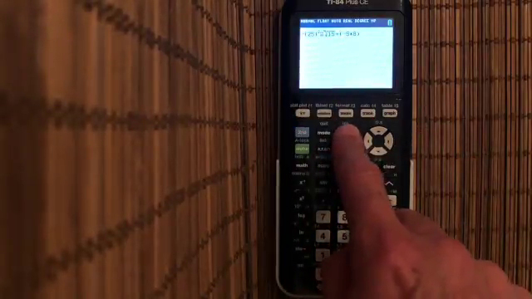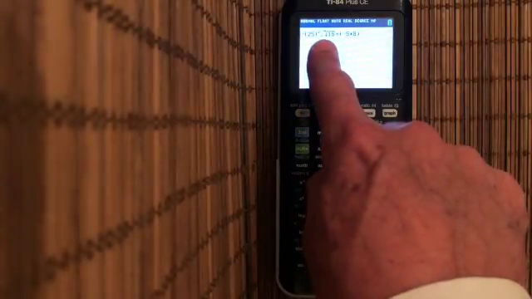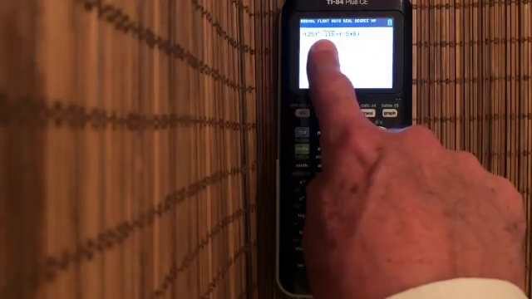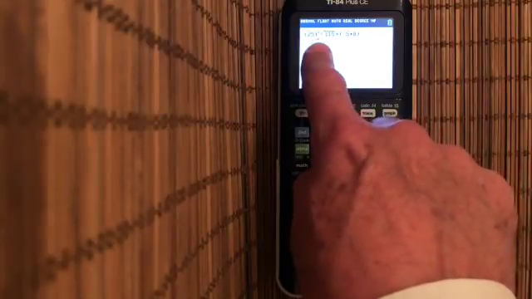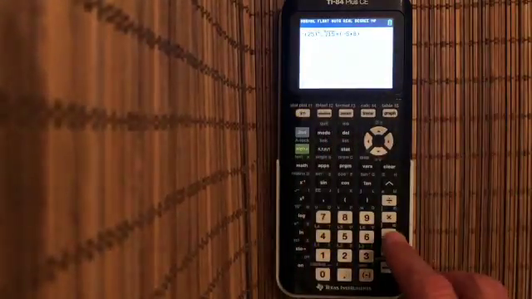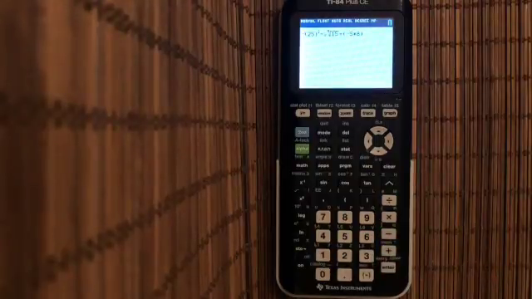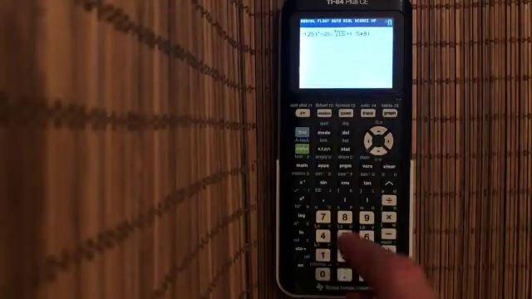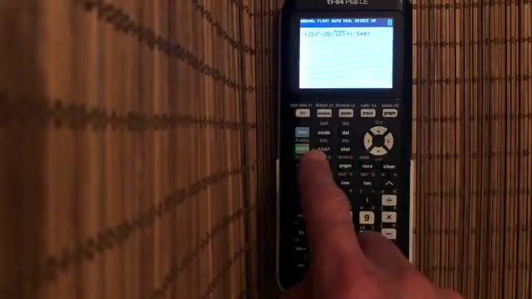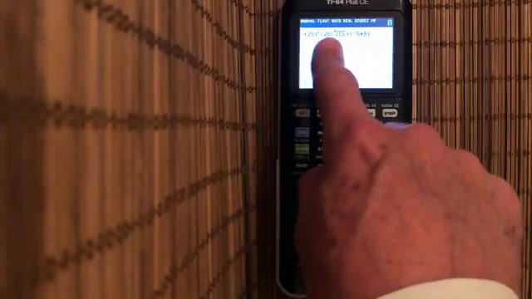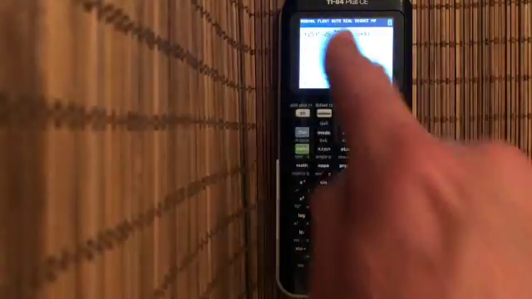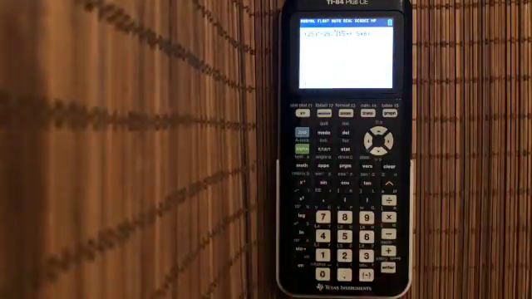Second, del for insert. Notice how the cursor changed. It's now an underscore, so it's ready to start writing without eliminating what's on there. Again, let's say that I was supposed to subtract first, I don't know, 25 from that, and then add. Because I use the insert key before writing the subtract 25, it actually inserted those digits.